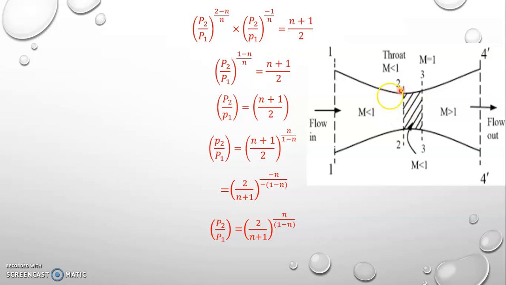In the convergent and divergent nozzle, in the convergent section the high pressure steam enters the nozzle and the Mach number is less than 1. At the throat section, the Mach number is equal to 1. In the divergent section, the Mach number is greater than 1.